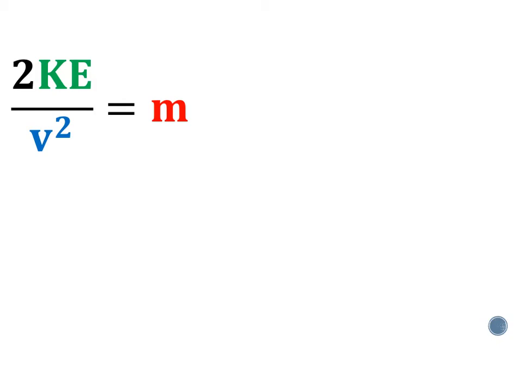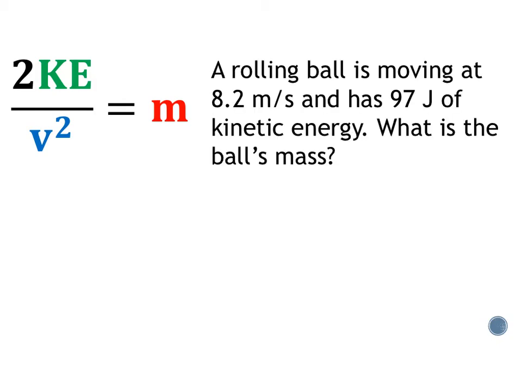So now we're going to take that equation and plug some numbers in. A rolling ball is moving at 8.2 meters per second and has 97 joules of kinetic energy. What is the ball's mass? As we're reading the question, we see 8.2 meters per second. Meters per second tells us that that is a velocity. We see 97 joules. The J, or the joules, tells us that's energy. So we've got our 2 necessary variables, velocity and KE, or kinetic energy.